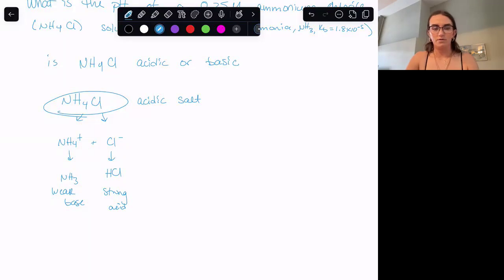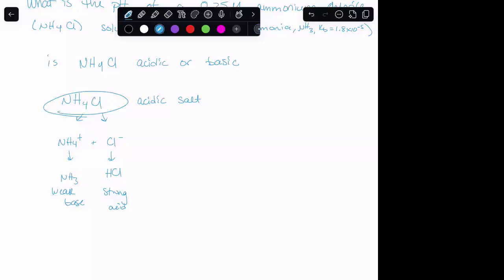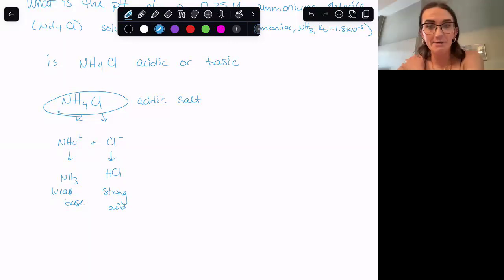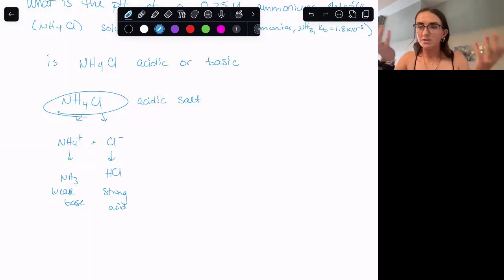Questions on how we solved that so far? Does that make sense, how we tell the difference if it's acidic or basic? So is it always going to be acidic whenever the acid is stronger than the base, and basic whenever the base is stronger than the acid? Correct, whichever one is stronger. And when they're both strong, then it doesn't really matter, so that's when it becomes neutral.